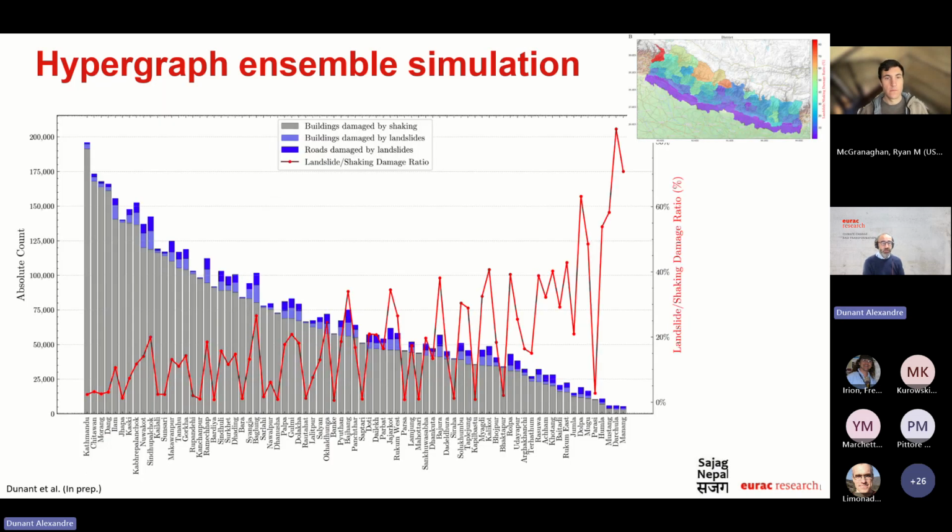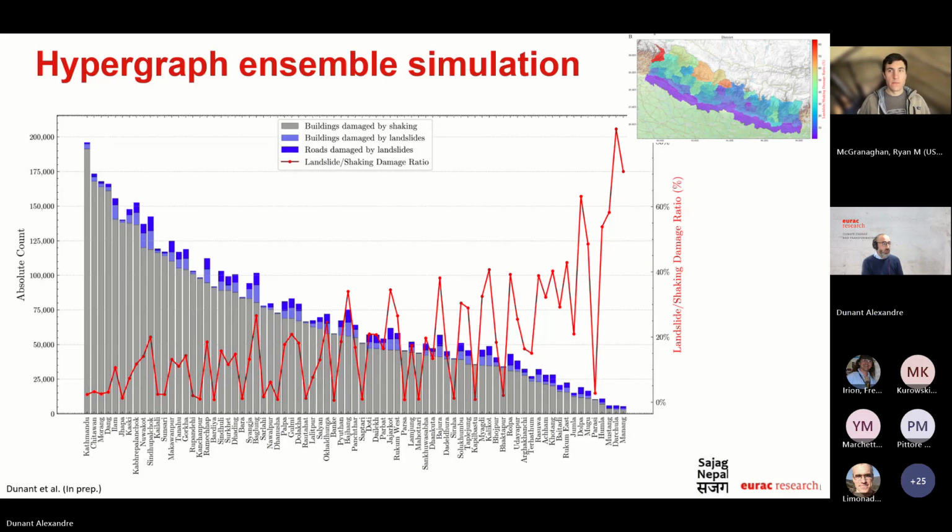An interesting feature, and I think it would be relatively hard to get this out of a single hazard model, is when you combine those two together, because we have to remember that for each ensemble member, shaking is completely tied with the mass movement in this case, because it's just how the model is built. We saw that if you look at the building damage, it is shown in gray, so it's sorted, and the damage by landslide is shown in blue.